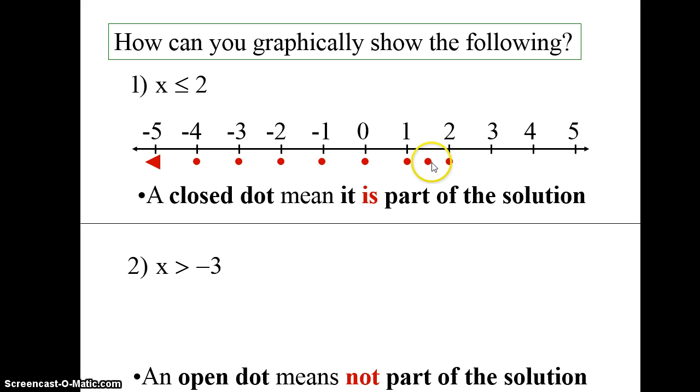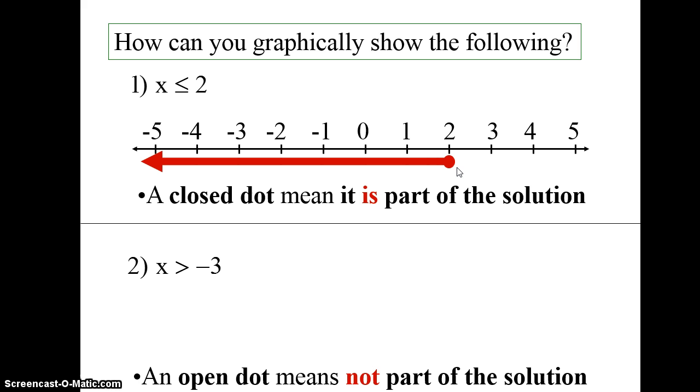Let me show you again. It could be 1.5. It could be maybe 1 3/4 right there. It could get really close to 2, and it could be anything that's 2 with a closed dot and shaded to the left side. This would be my old man, and I'm going to show you in the next slide what that means.